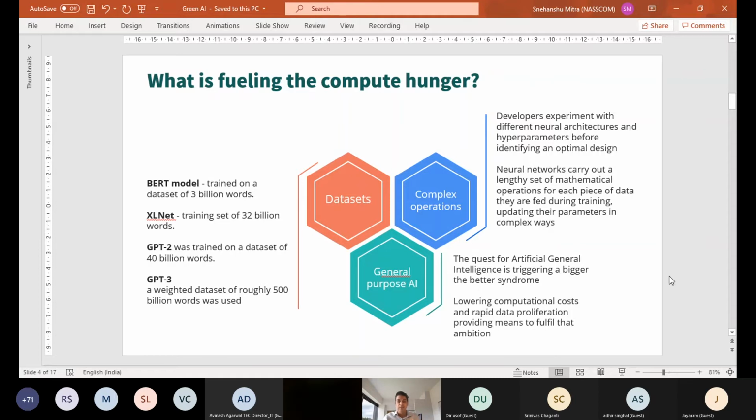And then that is giving rise to this phenomenon of bigger is better, because now it needs to be developed in a very, very different way, look at a multitude of problems and all of them adding up to a computational cost.